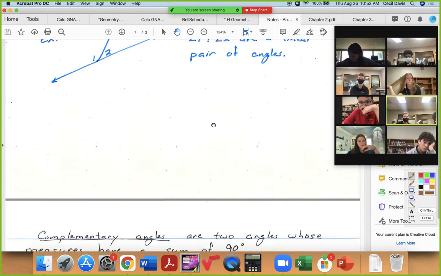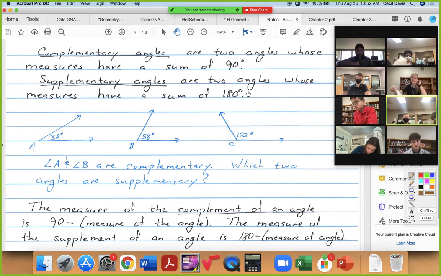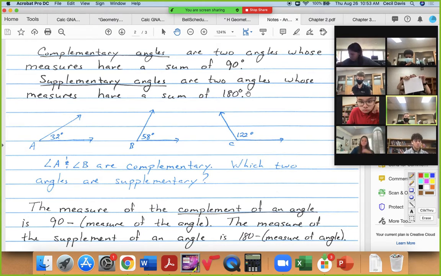All right, page 2. Complementary and supplementary angles. Again, this is something that we did in 7th grade math. So complementary angles are two angles whose measures have a sum of 90 degrees. Supplementary angles are two angles whose measures have a sum of 180 degrees.